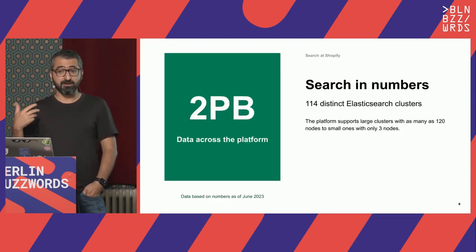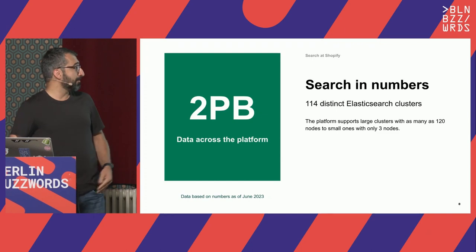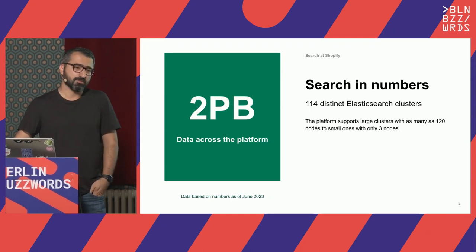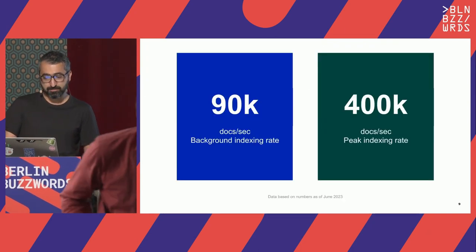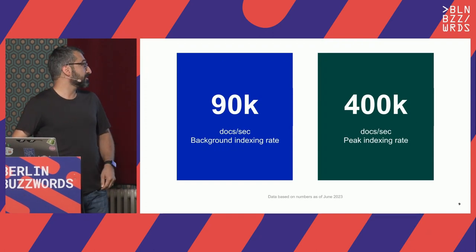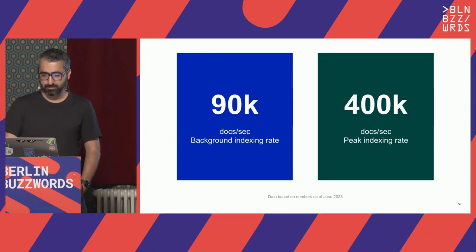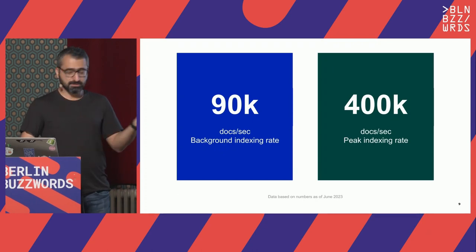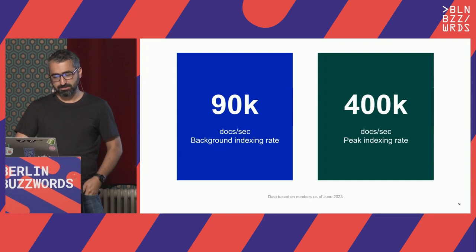And for a sense of scale of our infrastructure, we have about 2 petabytes of data across the platform stored on about 114 distinct search clusters. Our largest ones are about 120 nodes each, and the smaller ones are 3 nodes. That's kind of the minimum we recommend for teams to run as. In terms of throughput, our background indexing rate is around 90 documents per second. At peak times, we peak to about 400,000 documents per second. So this is changes to documents, so a product changes, orders changes, or even a blog post changes. It'll go through the pipeline, and that will update our Elasticsearch cluster. So that's roughly the scale of the things that we work on.